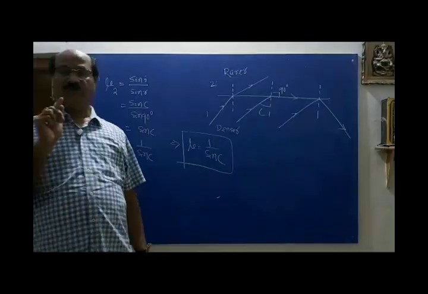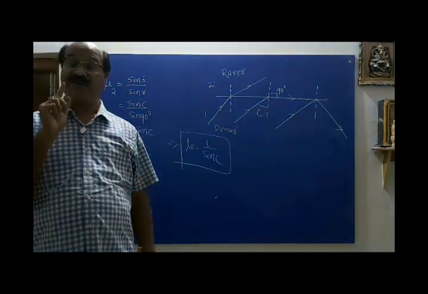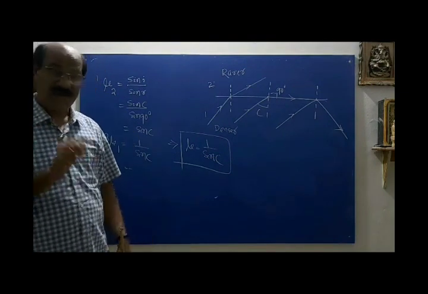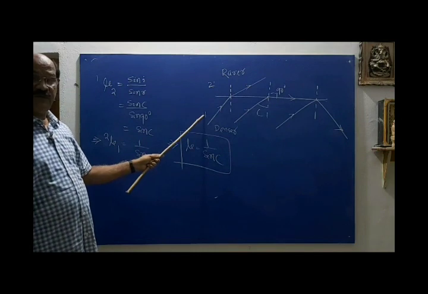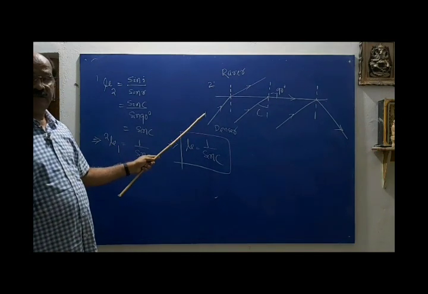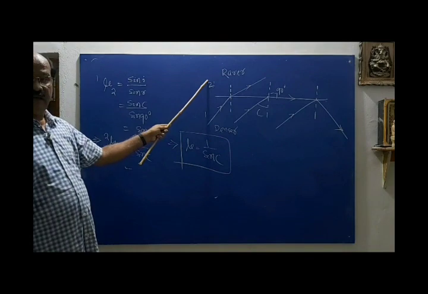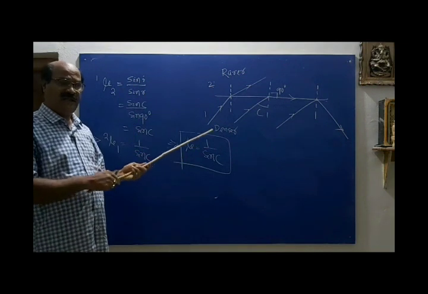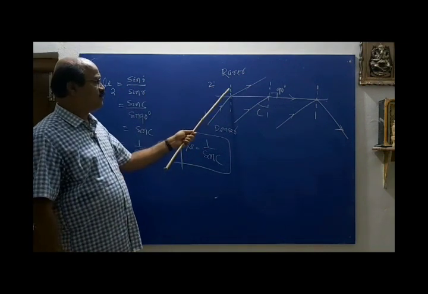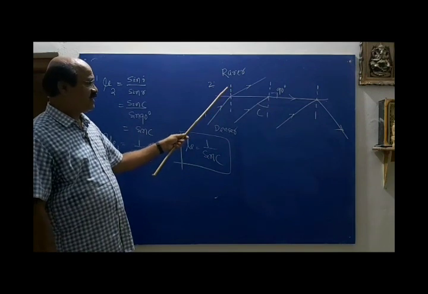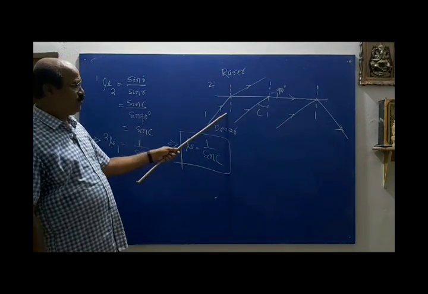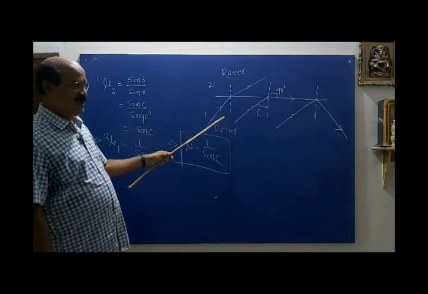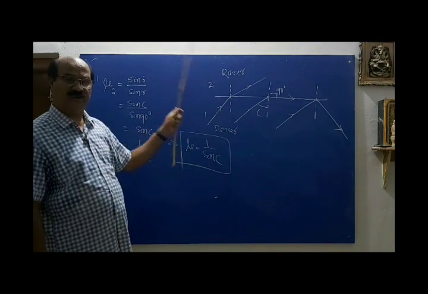The important point is mentioned to you from the beginning. If a ray of light travels from a denser medium to a rarer medium, the refracted ray bends away from the normal. Here the first medium is the denser medium, the second medium is air. Either this medium is water and this is air, or this medium is glass and this is air. More the angle of incidence, more the angle of refraction.